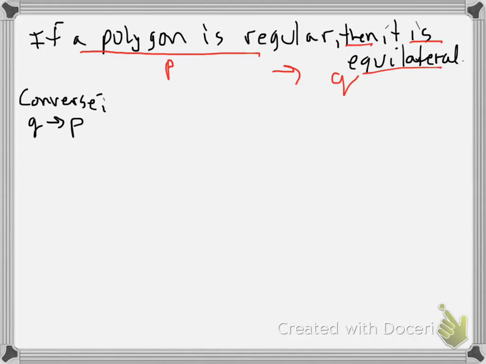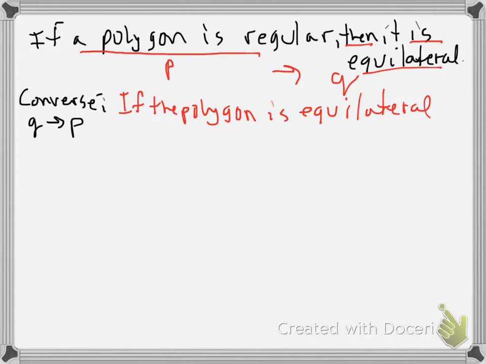So I'm going to write it here in red. If the polygon is equilateral, then it is regular. So we need to think about that. Is that a true statement? The first one is true. So I'm going to, in green here, we know this is a true statement. The truth value is true.